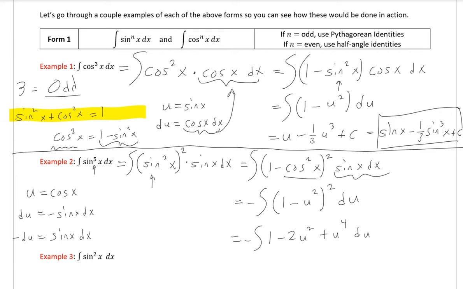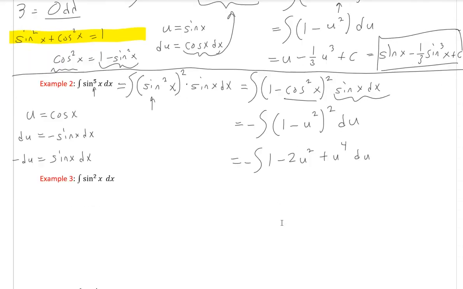I will let you go through and solve that if you so please. Again, that's just going to look like a polynomial of u's, and then you plug cosine x back into that, and then you're done. So you should get 3 terms that involve cosine of x plus c. All right, so we're starting to see how these will work.